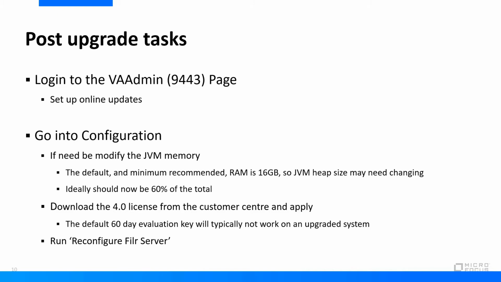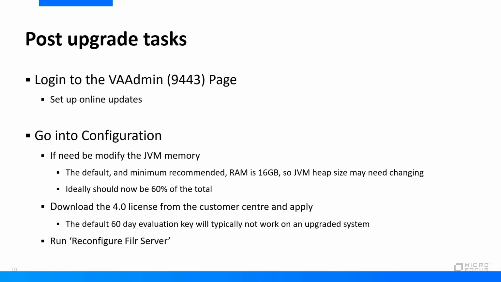What we also need to do is just go in and change the JVM memory. Because the RAM has changed up to 16 gigabytes, we need to change that Java memory to be about 60% of the total. So if you're going to be running with 16 gigabytes, then make it about 9 gigabytes of memory. And also we need to apply the Filr 4 license. So download that from the customer center and apply it.